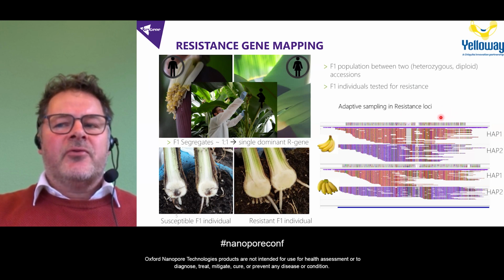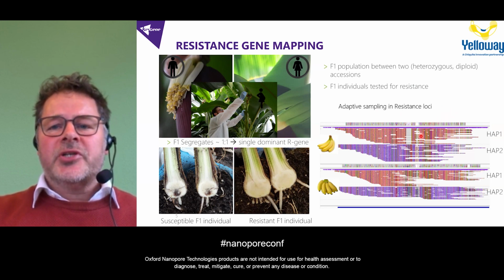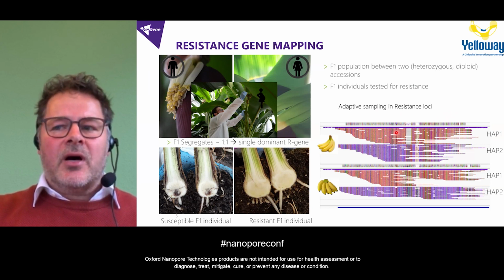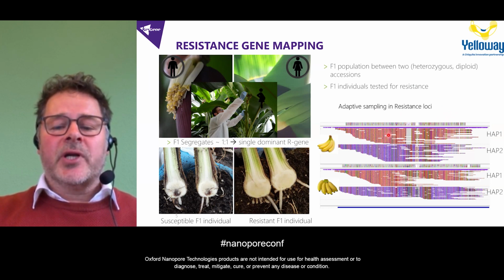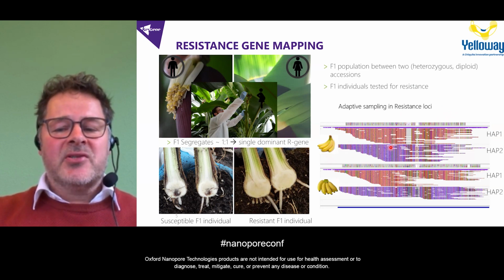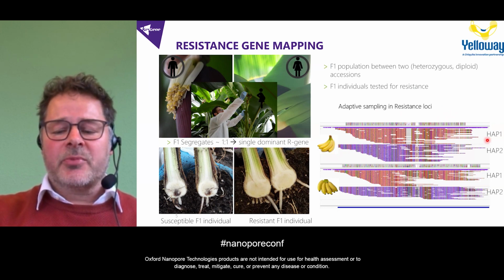We achieved 5 to 6-fold enrichments on the target regions involved in disease resistance, and this allows screening large germplasm collections very cost effectively. Here you can see an example of 2 banana varieties, and we are able to really phase both haplotypes using this adaptive sequencing approach.